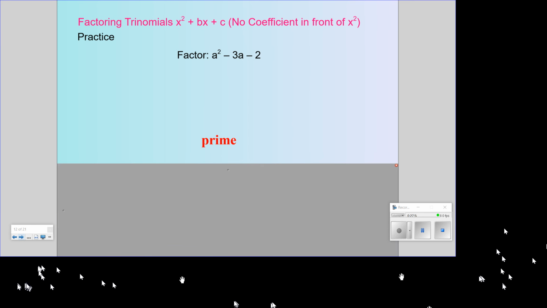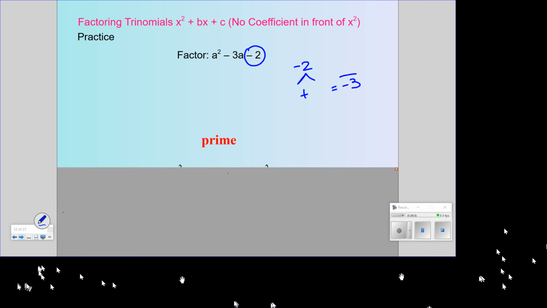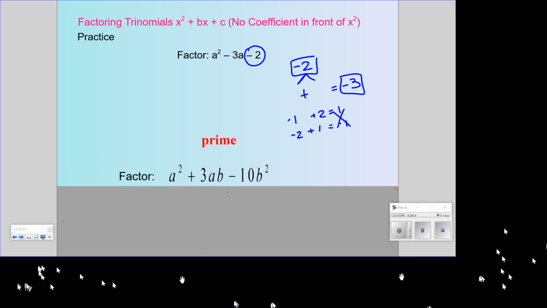So anyway, this one will be prime. If you're looking at this one, the factors of -2 that would add up to equal a -3 do not exist because we need one to be positive and one to be negative. There are no factors of -2 where one's negative and one's positive that would ever add up to be a -3 no matter how I try this. So we can't find a set of factors, so this one would be prime.